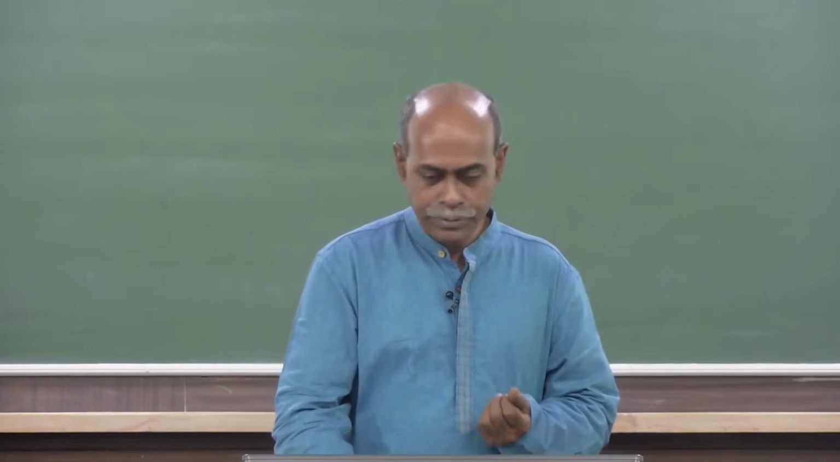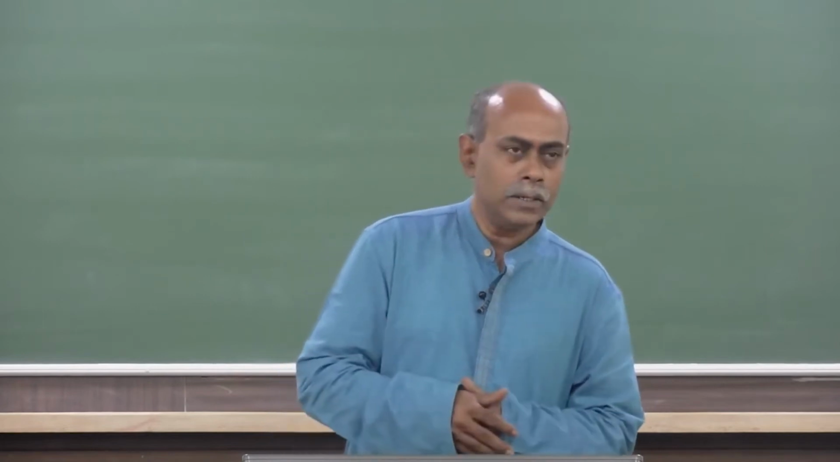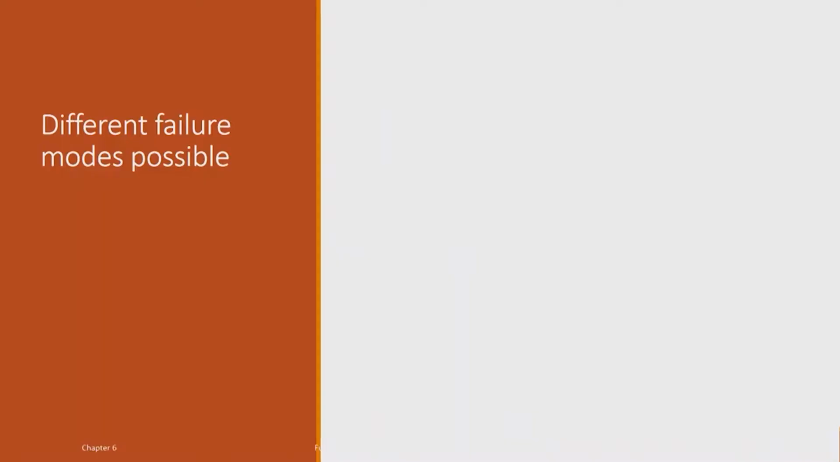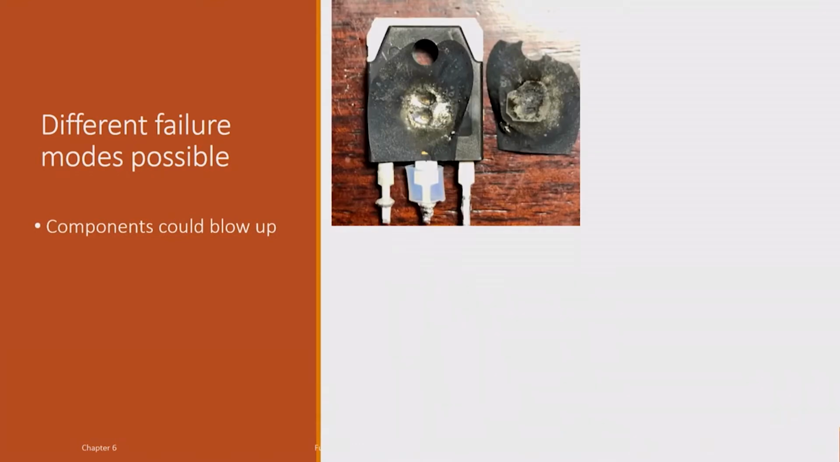Now that we understand the temperature limits, what will happen if we do not take care of it? Components can blow up, like I told you about the semiconductors. This picture is of a MOSFET. The junction temperature breached the limit and the component blew up.